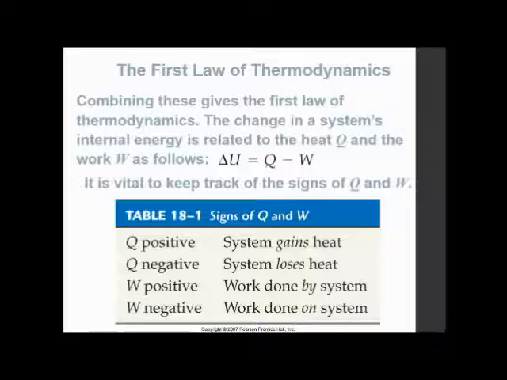Whenever a system gains heat, as we have seen in the previous diagram, Q is positive. Whenever the system loses heat, Q is negative. When work is done by the system, it is positive. When work is done on the system, it is negative. So these are the four basic considerations for keeping track of the signs of Q and W, in order to learn how systems behave according to changes in Q and W.